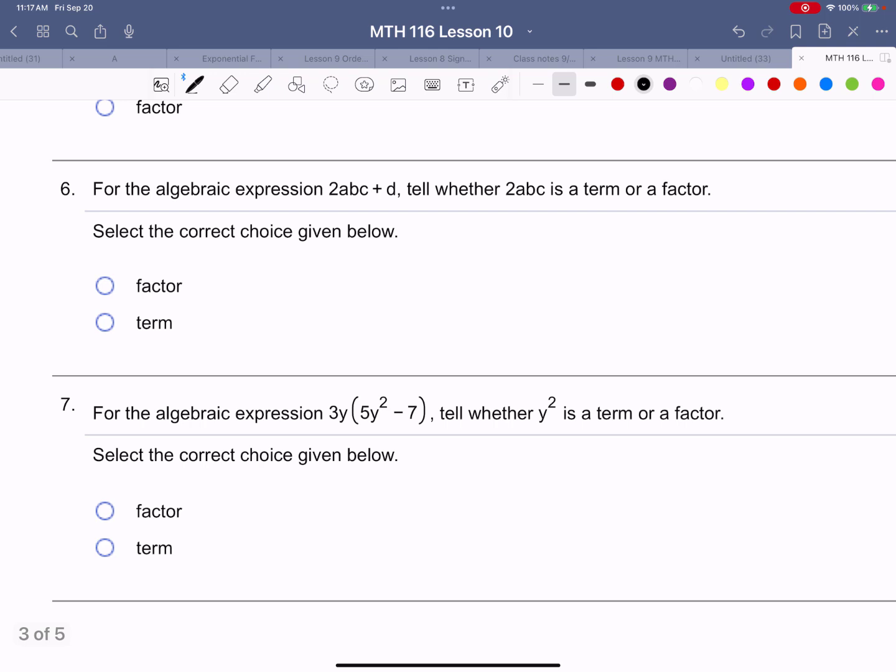Number 6, for the algebraic expression 2abc plus d, tell whether 2abc is a term or a factor. So once again, we're looking at the whole thing, and that's going to make it a term, and the other term is d because it's being added. Okay, so again, this whole thing is a term because the whole thing is part of an addition. Now, if they ask us for any of these individual numbers or letters, each one of those are factors.